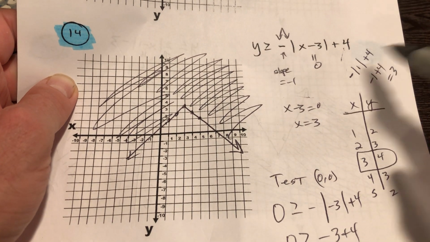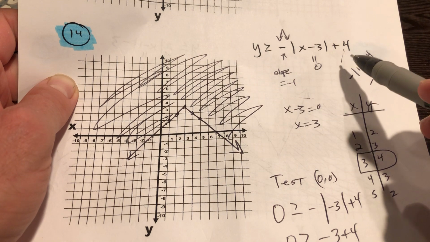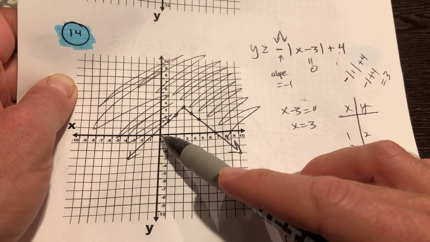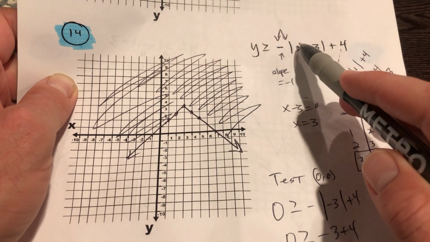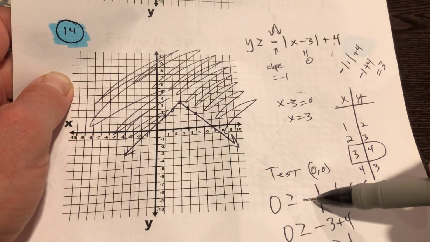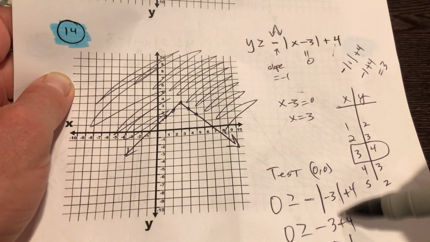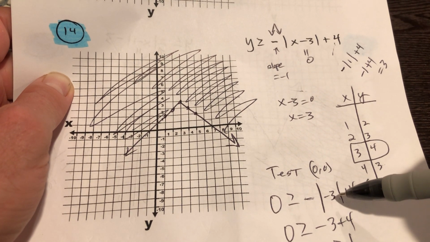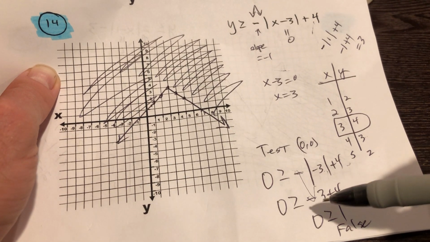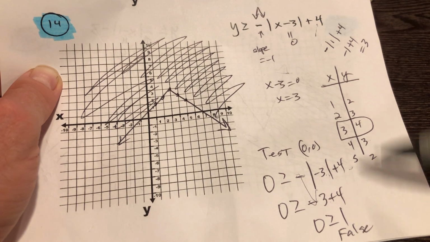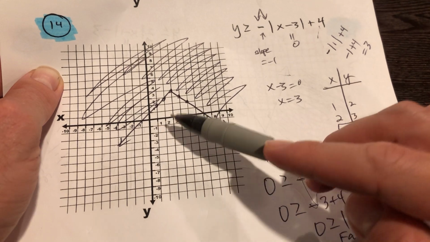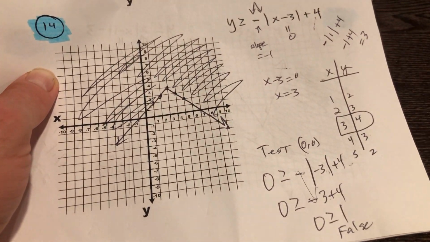When we first graphed these, I said you want to be careful on the negatives, the upside down ones. So if you want to, you can also test 0, 0. 0, 0 is barely inside the curve. If I plug 0 in for x and 0 in for y, I get 0 is greater than or equal to the opposite of the absolute value of 0 minus 3, plus 4. The absolute value of negative 3 is 3, but look at that negative on the outside waiting for it. Negative 3 plus 4 is 1. 0 is not greater than or equal to 1, so that's false. So 0, 0, which is on the inside, is false. It means all of this is false, so I shade on the outside.